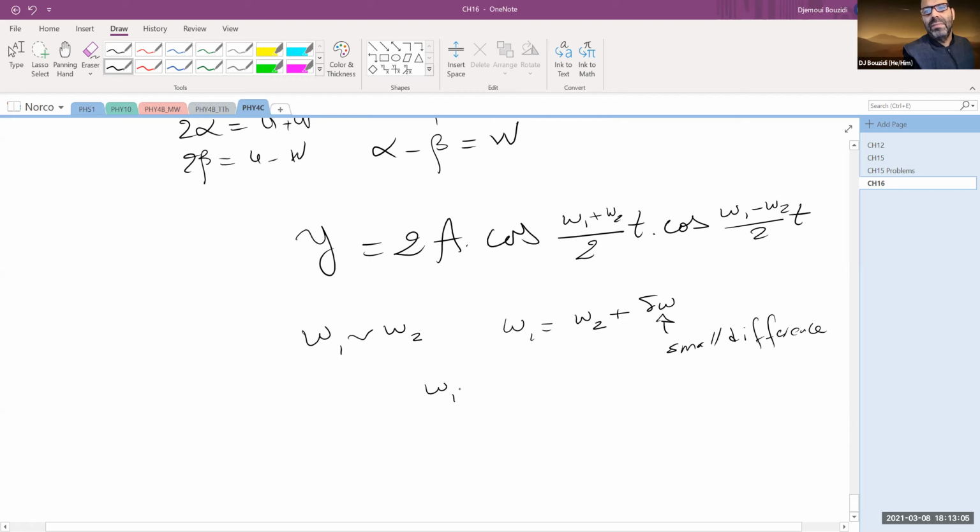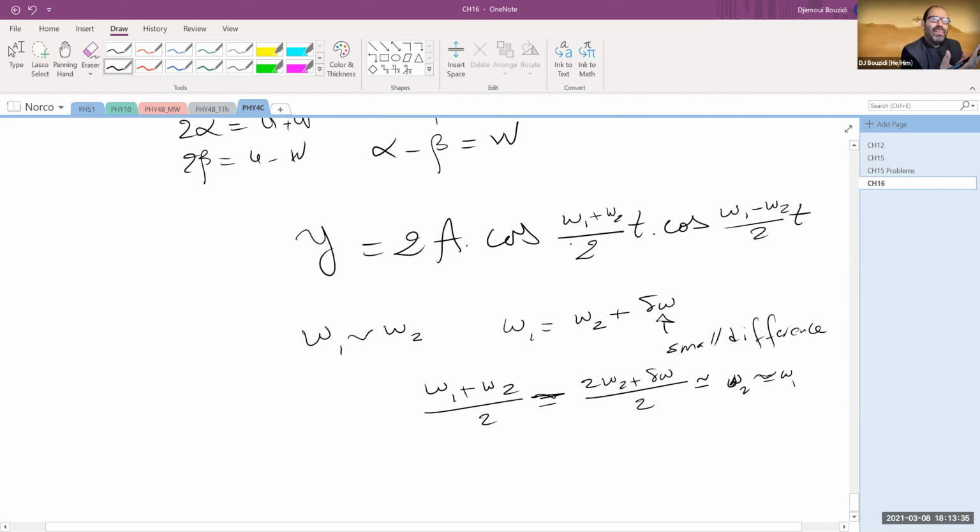Obviously, (omega 1 plus omega 2) over 2 is going to be equal to 2 omega 2 plus delta omega over 2, which is roughly omega 2, since delta omega is small. And omega 1 is roughly equal to omega 2, so this is almost equal to omega 1 too, because the difference between them is slight. So this term will be exactly like one of them, because both of them are coming with either omega 1 or omega 2, and those two are close to one another. So for my ear, I will perceive both of them as being through that factor.